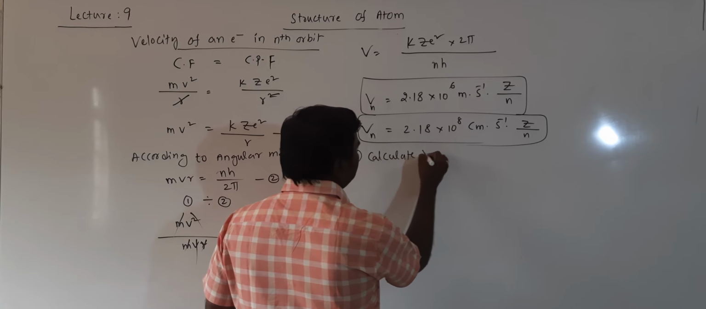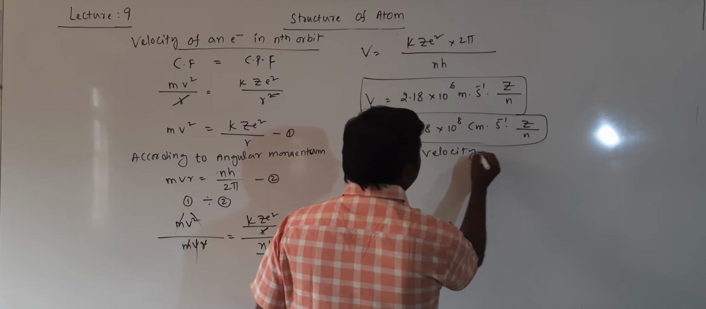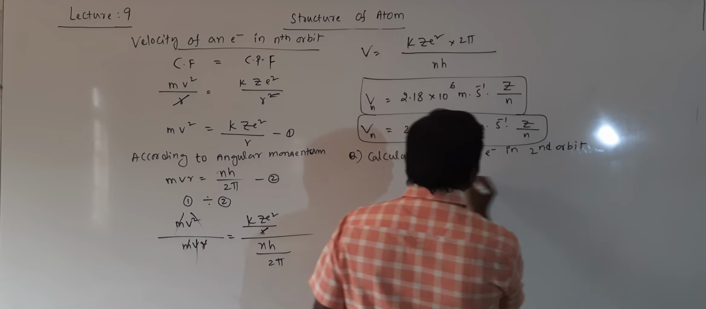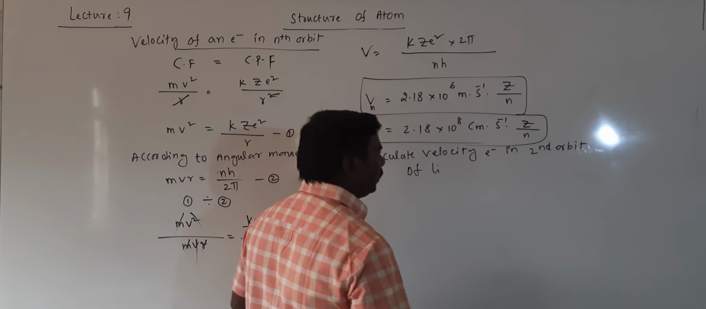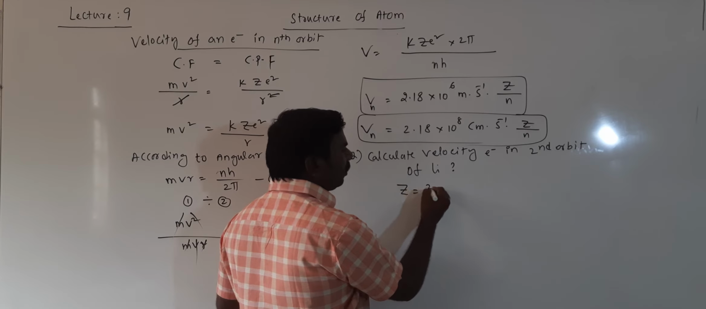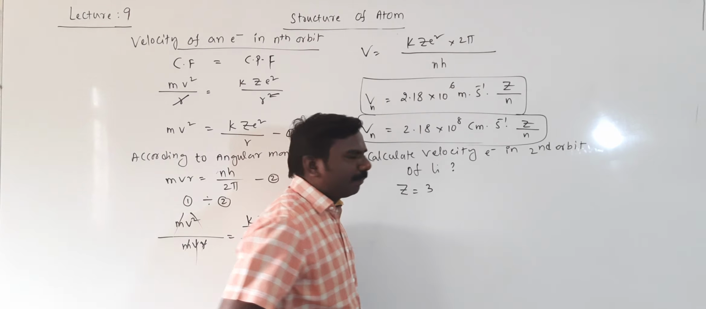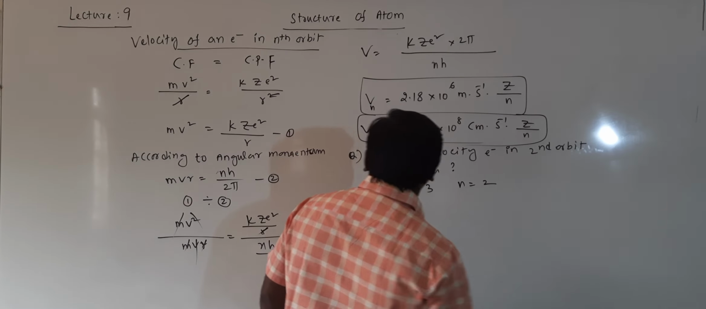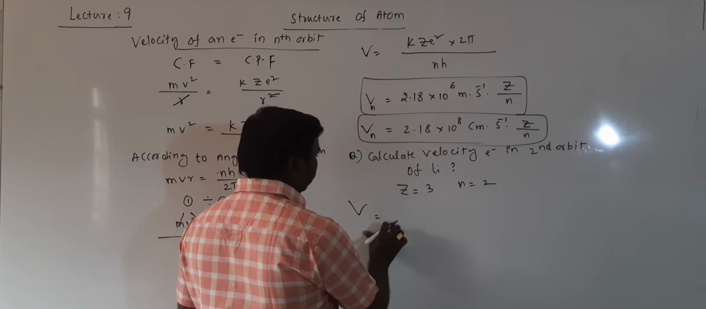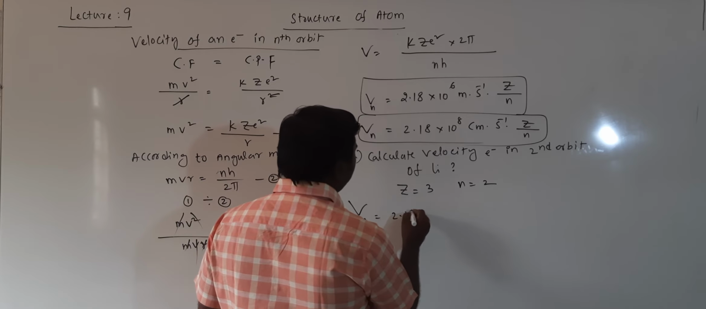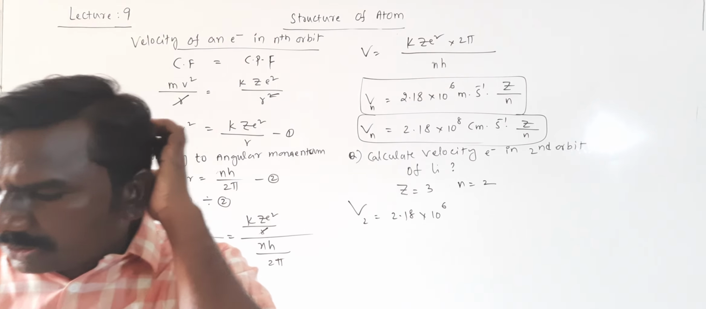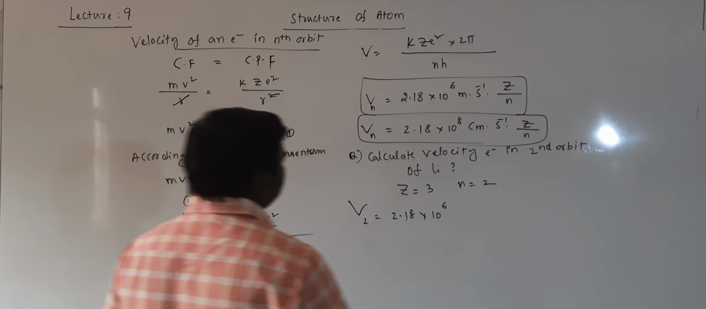Calculate the velocity of electron in second orbit of lithium. To know this, we should know Z for lithium, that is equal to 3, the atomic number, and n equal to 2, the second orbit. Velocity of electron in the second orbit equals 2.18 into 10 to the power of 6 meter per second.